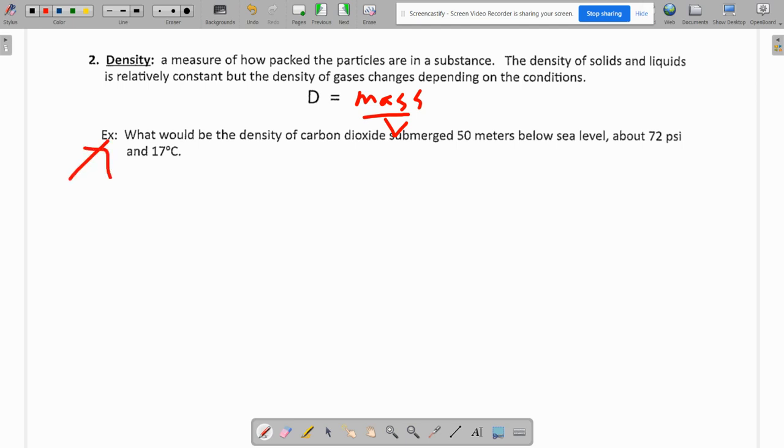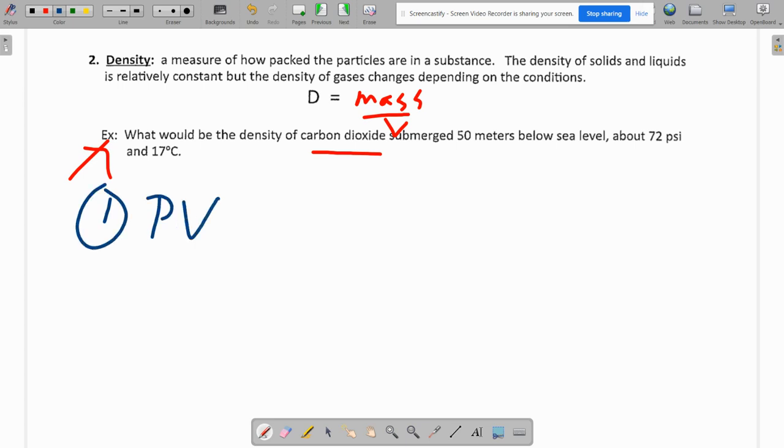So it said, what would be the density of carbon dioxide submerged 50 meters below sea level, about 72 psi and 17 degrees, let's say in a balloon maybe, okay? All right, well, let's take a look. So obviously this is advanced Pivnert.